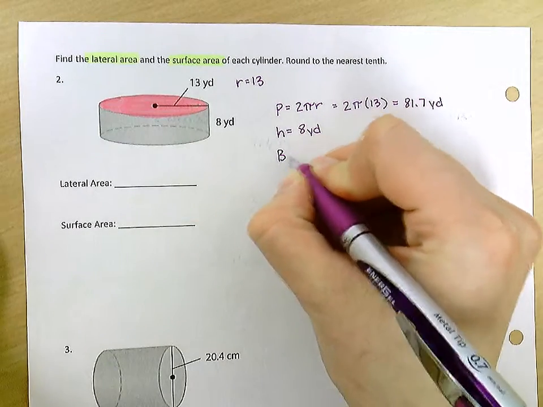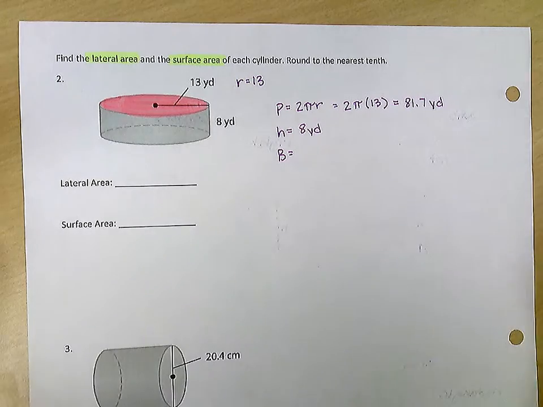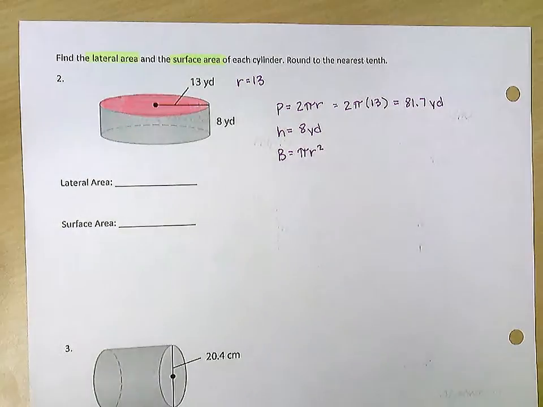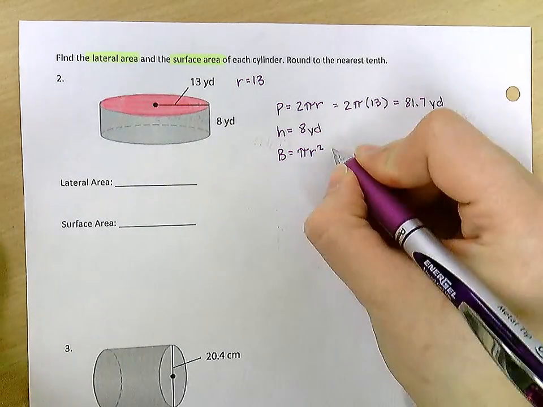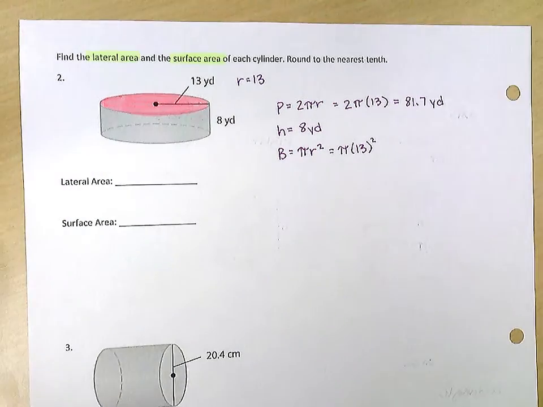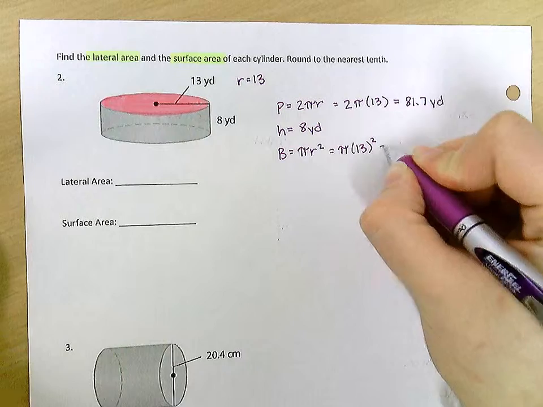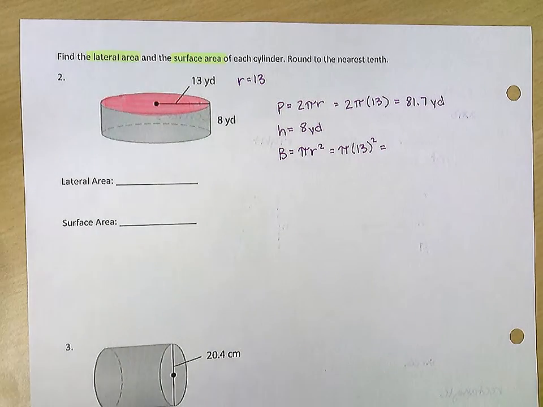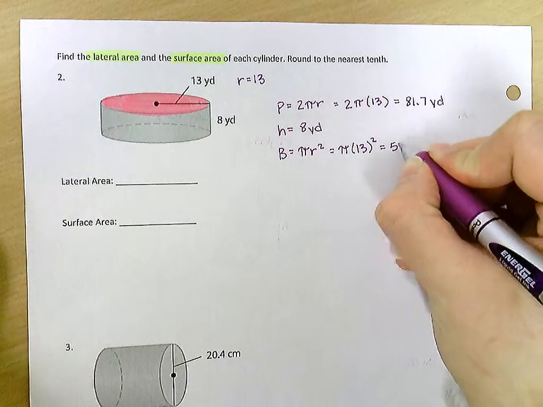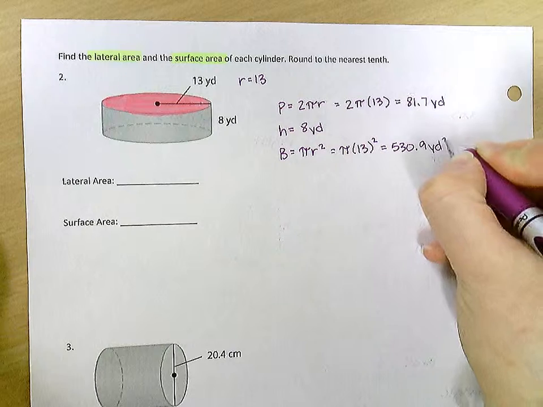And then last I need capital B, which is the area of your base, or the area of that circle, since my base is a circle. And we use pi r squared for that. So we can just plug in 13 for r. And you should get 530.9 yards squared.